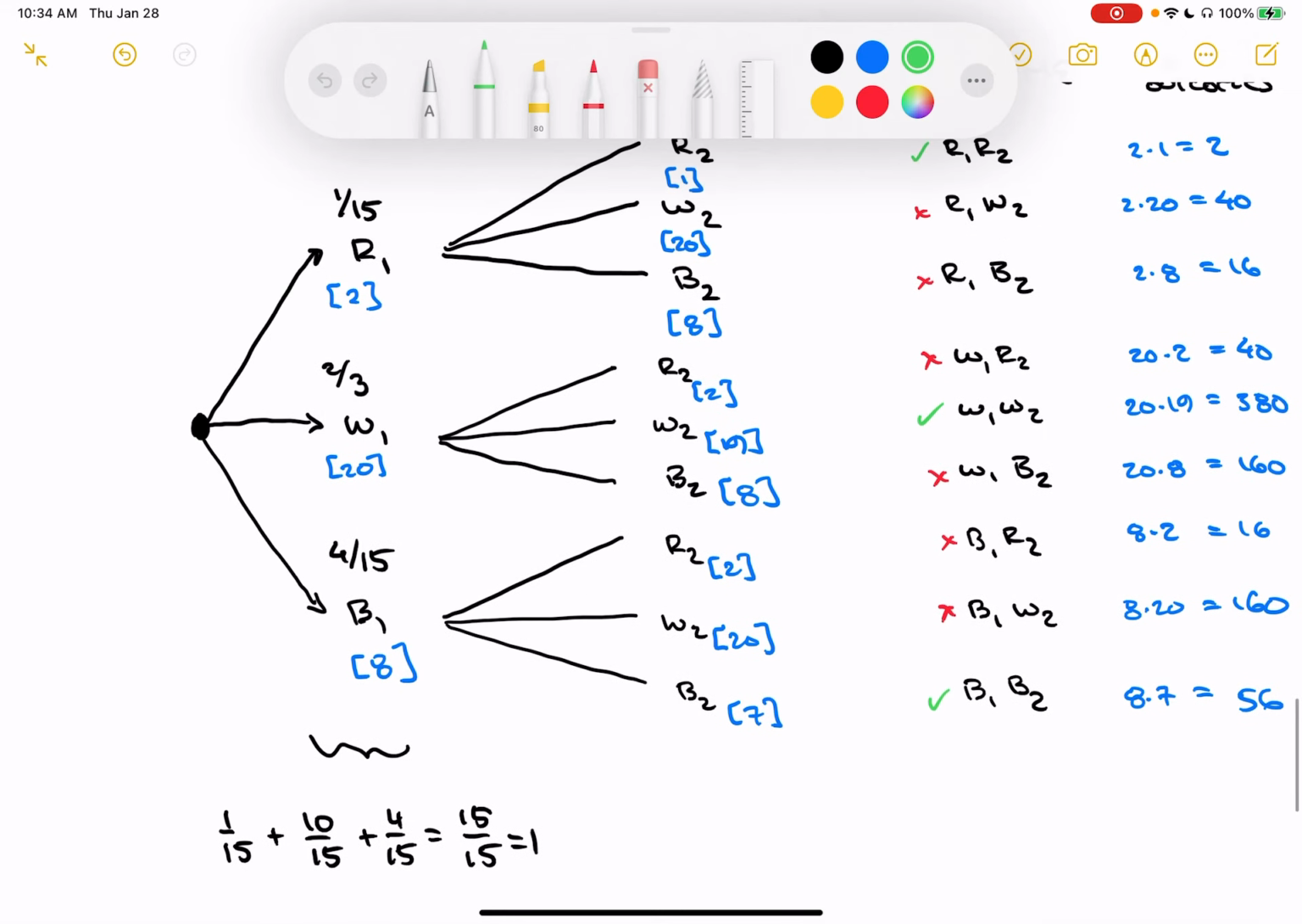Let me go ahead and count, though, the total number of outcomes. If I add all of those numbers, let me actually return that back to blue just so we can keep that as being our counts in here. If I add all of those numbers up, I'm going to get 780. So if you take 2 plus 40 plus 16 plus 40 plus 380 plus 160 plus 16 plus 160 plus 56, it adds up to 780.